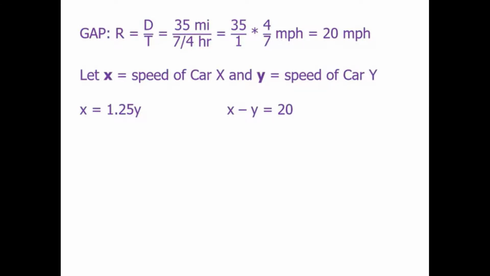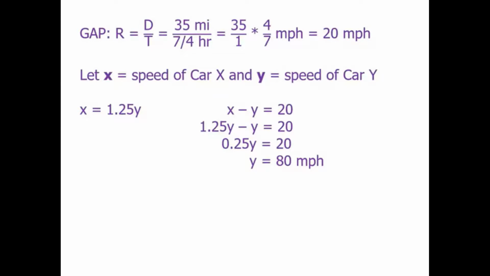Well, now we have two equations for two unknowns. What I'm going to do is simply substitute this equation into this equation here. And so we replace the X with 1.25Y minus Y. Well, 1.25 minus 1 Y will leave us with 0.25Y. 0.25, of course, is a quarter. So multiply both sides by 4, and we get Y equals 80.